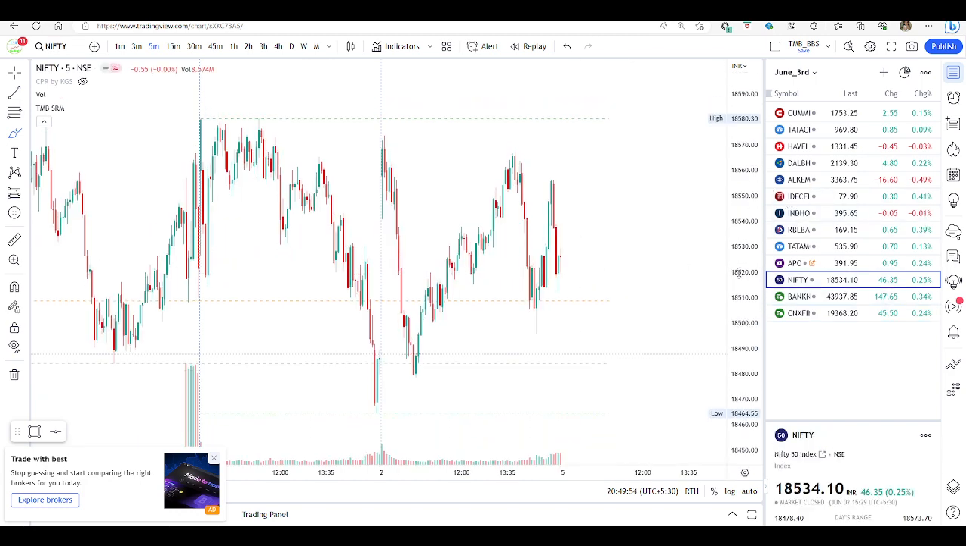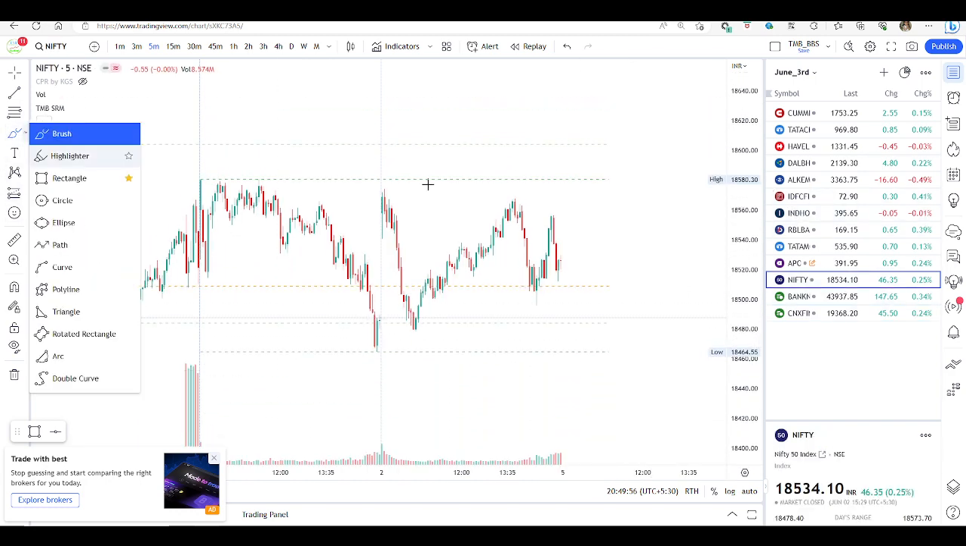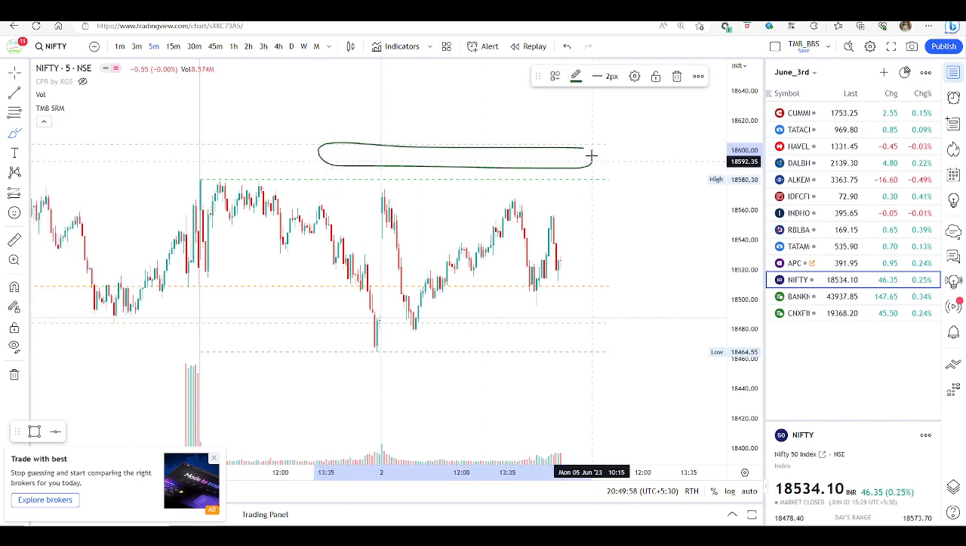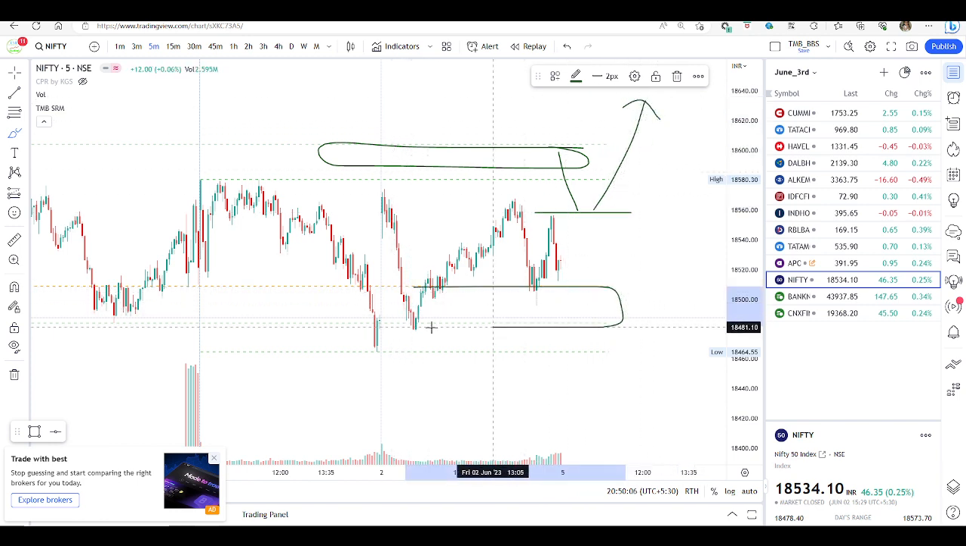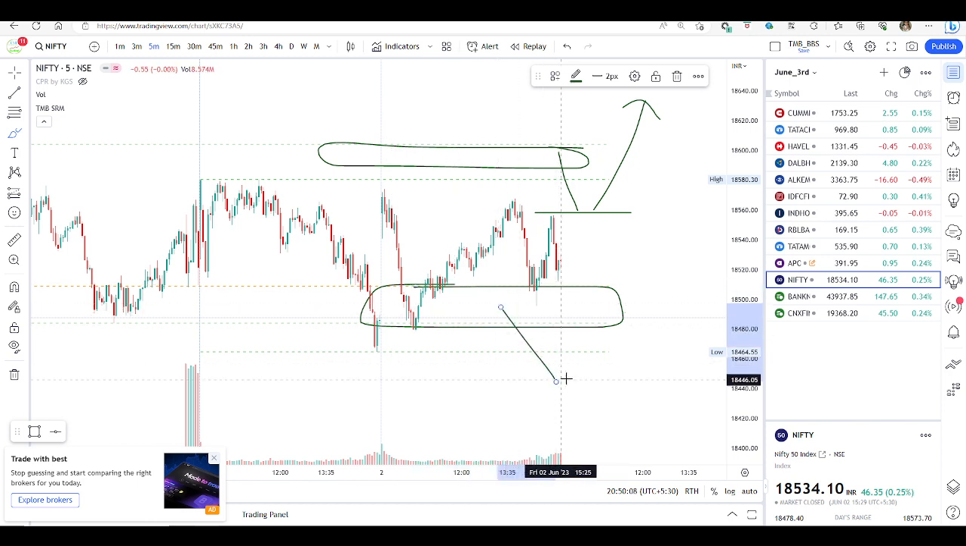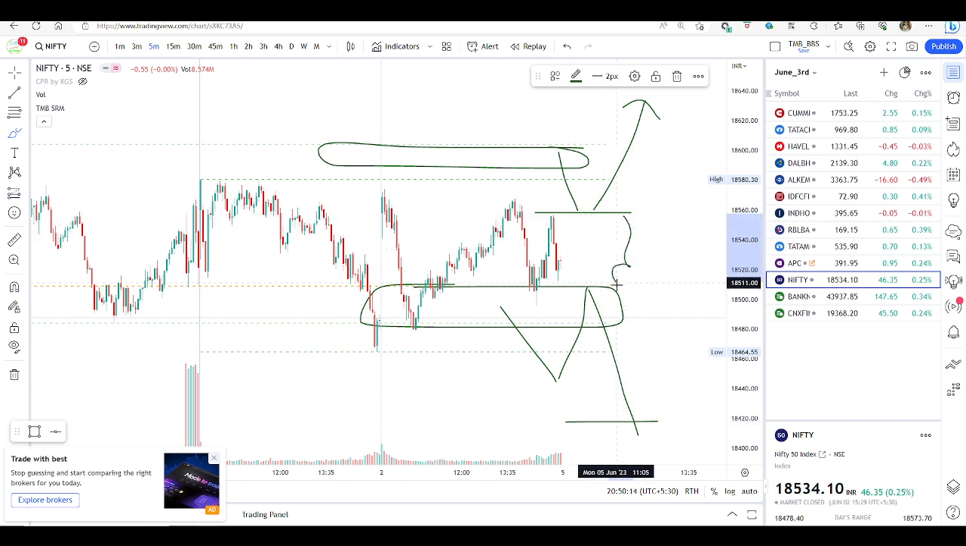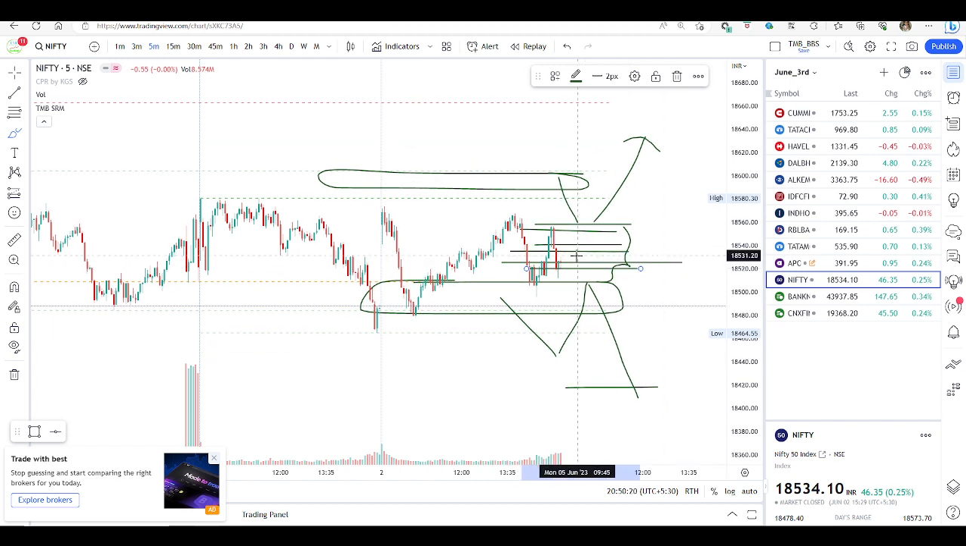Three conditions. If the market opens in this region, I will wait for the retracement till this point and go for the long. If the market opens below this range, I will wait for the retracement here and look for the sell opportunity. Anything in between, there is no trading opportunity. I will not trade in this range. That is the very simple three conditions. One is this one and this one.